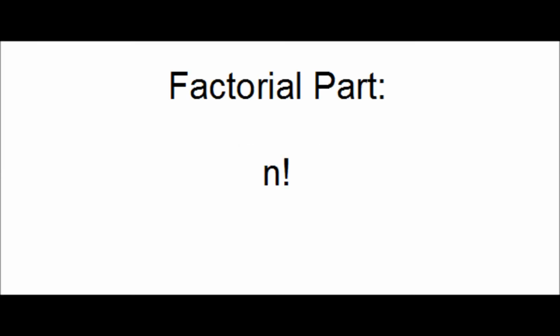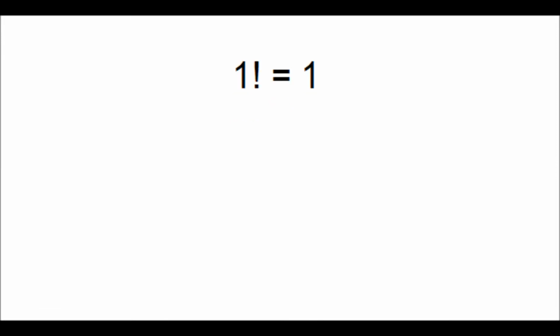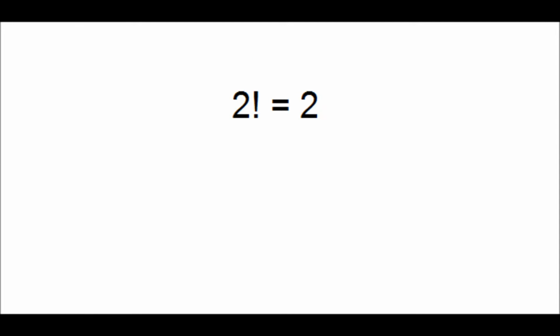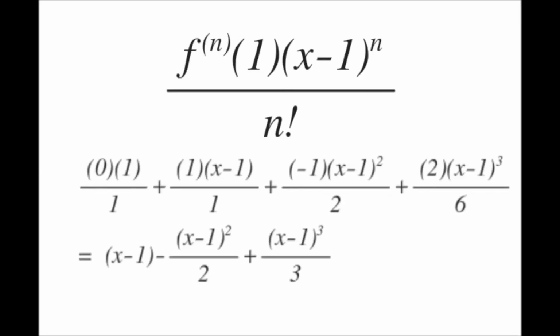These are the 3 factorial parts. The first factorial part is 0 factorial, which is simply 1. The second factorial part is 1 factorial, which is 1. The third factorial part is 2 factorial, which is 2. The next factorial part is 3 factorial, which is 6. The general term for this is f of n prime of 1 times x minus 1 to the n over n factorial. Good job, guys.